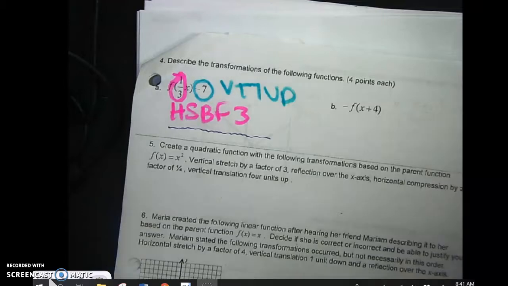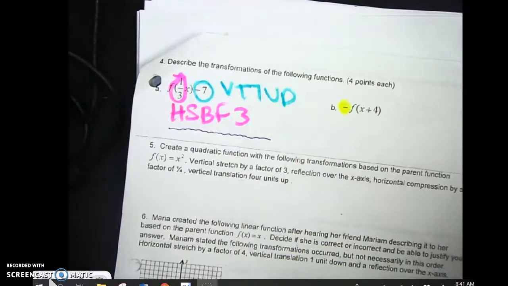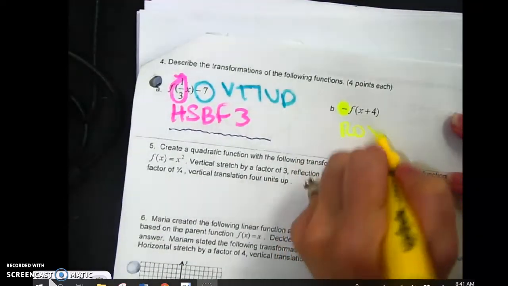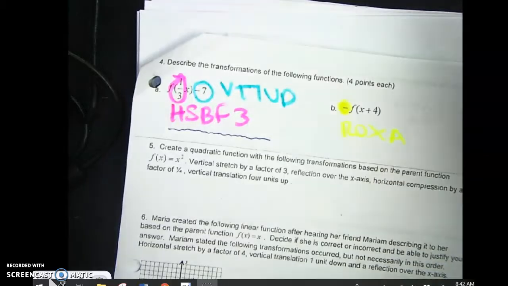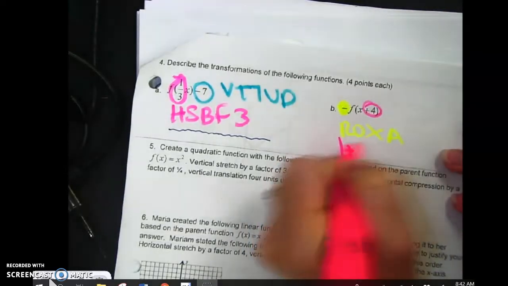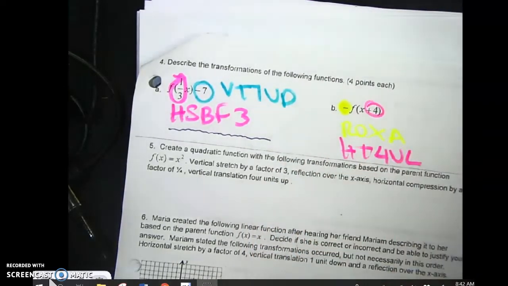Okay, this one, since it's with the y, it really means it's with the x, reflection over the x-axis. And this is a horizontal translation, 4 units left.